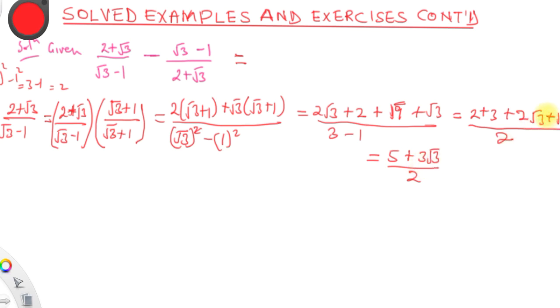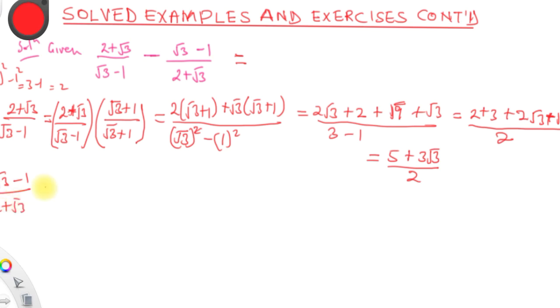Yes, so this is plus. You can factorize square root of 3 out, putting square root of 3 into a bracket, and you get 2 plus 1, so 3. This is what we get. So this is the first term. Now let us change to the second term. The second term is square root of 3 minus 1 all over 2 plus square root of 3.